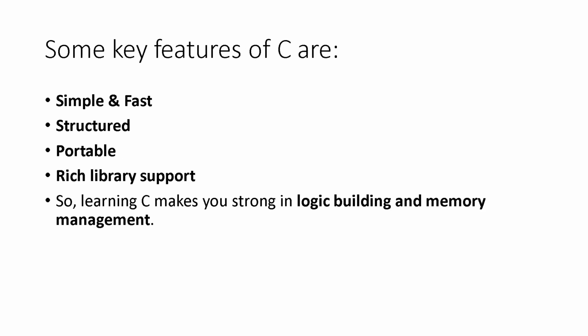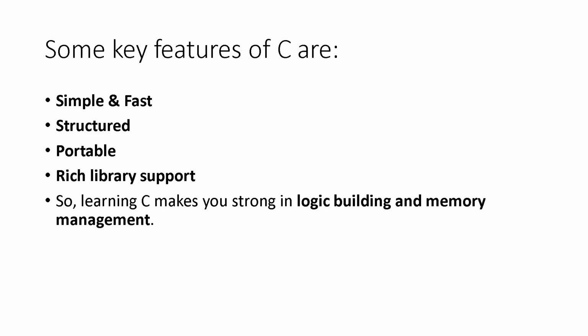Let us now look at the key features of C that make it unique. Simple and fast. C is close to hardware, so the execution is very efficient. Structured. It supports modular programming using functions, which makes programs easy to read and maintain. Portable. You can write code once and run it on different machines with little or no modification. Rich library support. C has many built-in functions for strings, mathematics, file handling, and more. Learning C builds strong fundamentals in problem-solving, memory management, and program structure.